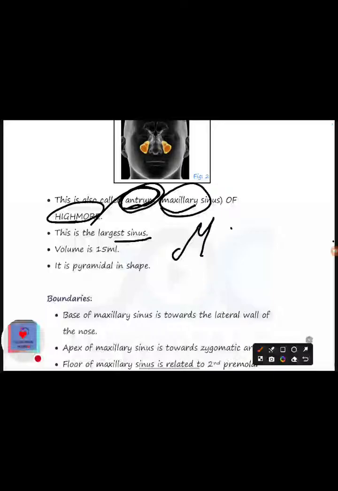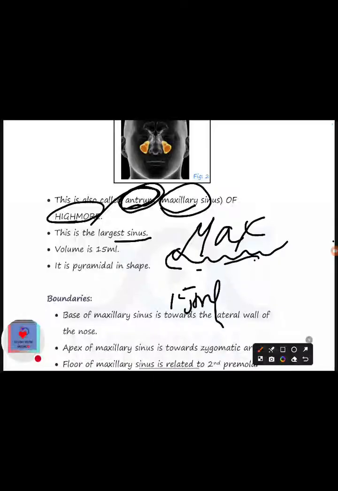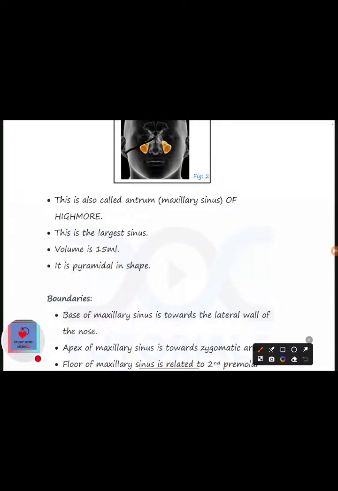The name itself says it: max means maximum size. So this is the largest sinus. The volume is 15 ml; you can store 15 ml of fluid in the maxillary sinus. It is pyramidal in shape.